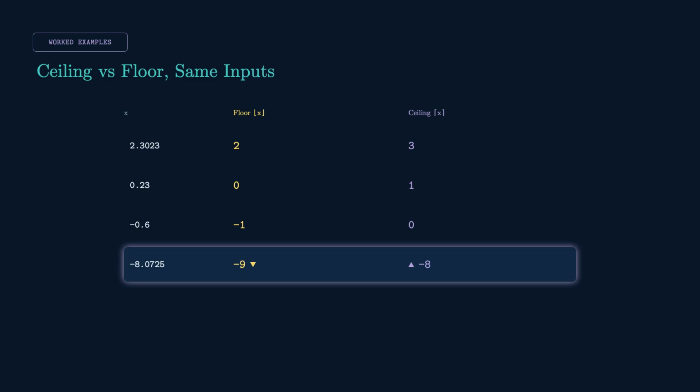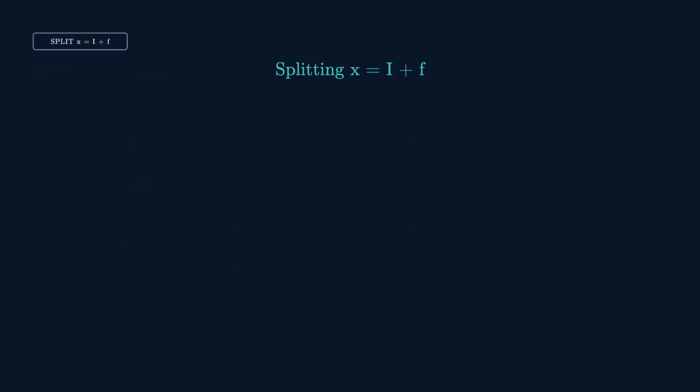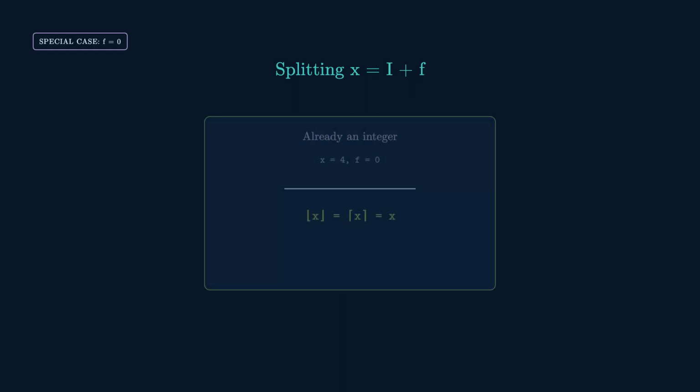There is one case where they agree, though. Here's the clean way to see both staircases at once. Write x as I plus f, a whole part and a leftover. Floor keeps I, ceiling hands you I plus 1. But that only works when f is genuinely non-zero. If x is already an integer, there's no leftover to argue about, and both functions just give you back x.